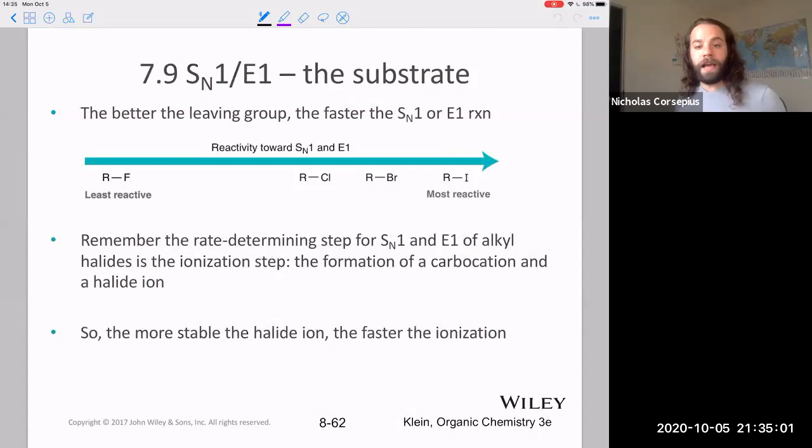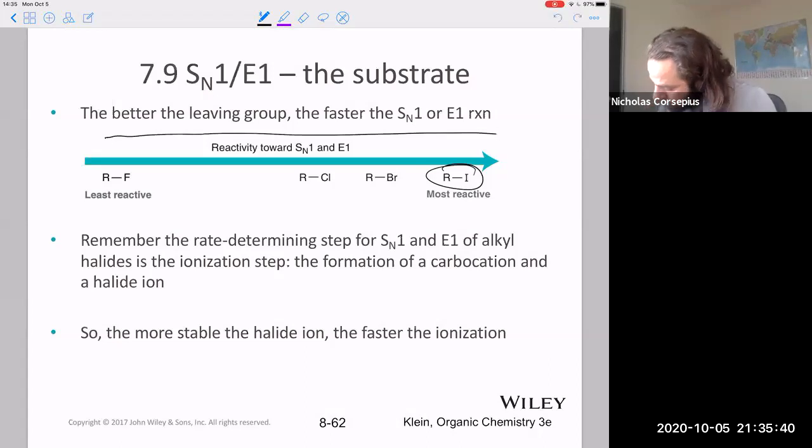Next consideration would be the actual substrate itself. What's that first step? The formation of a carbocation, the loss of that leaving group. So what's going to be more reactive towards SN1 and E1 are alkyl halides that have the best leaving groups. So remember fluorine, we said even though it's an alkyl halide, it's not a great leaving group, right? So that's going to be the least reactive for these SN1s. And on the other hand, the other extreme would be the largest of the halogens, iodine, and that is the best leaving group.